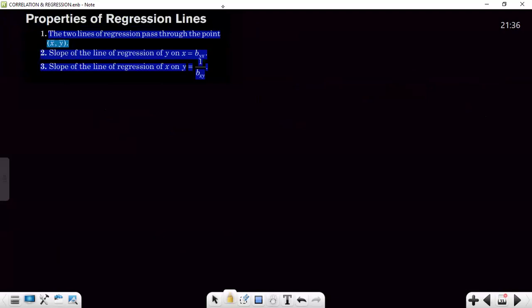There are some properties. First, let's discuss them. The two lines of regression pass through the point, the intersection point of the regressions, which is always the point of their means. So their mean, and the slope of the line.